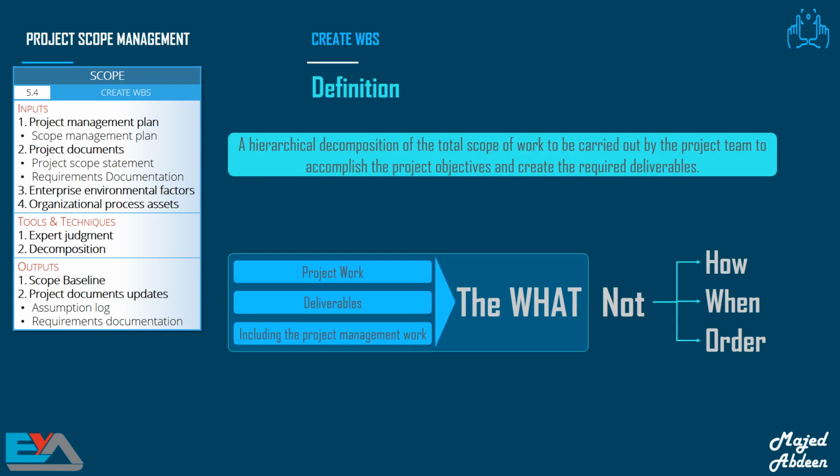The PMBOK gives us the following definition of a WBS. It's a hierarchical decomposition of the total scope of work to be carried out by the project team to accomplish the project objectives and create the required deliverables. Remember that the WBS represents a clear description of the project deliverables and scope, the what of the project. It's not a description of a process or a schedule that defines how or when the deliverables will be produced. It also doesn't show the order of the work or any dependencies between them. Its only goal is to show the work involved in creating the product.